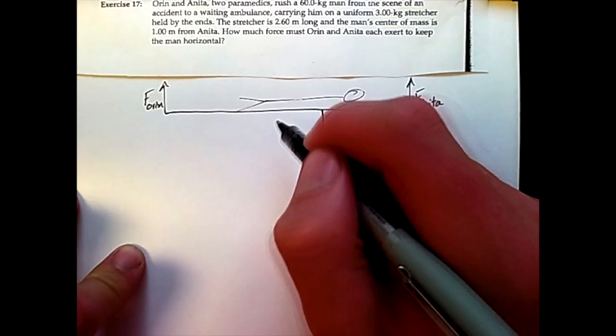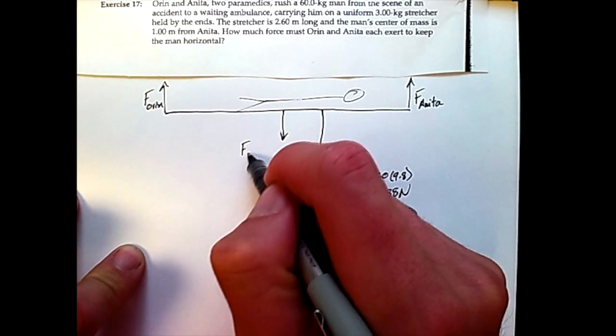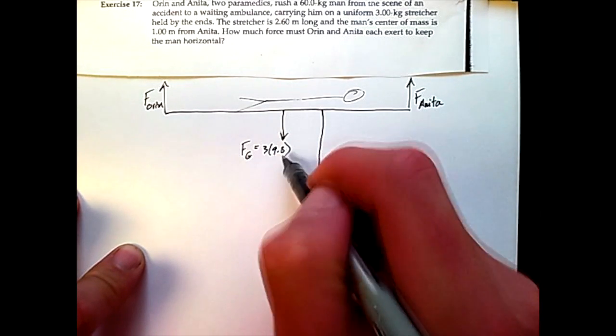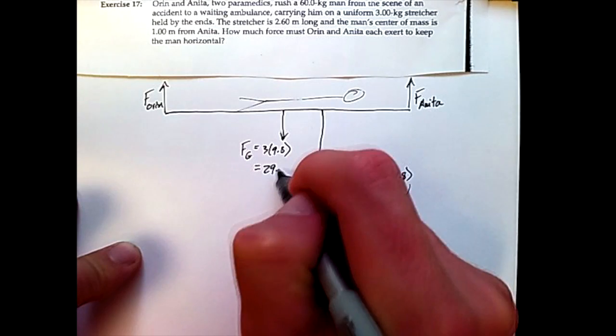Additionally, the actual stretcher has mass, which is 3 kilograms. A uniform object is always measured from the middle, so we're going to assign an F of G here in the middle as 3 times 9.8, which is 29.4 newtons.